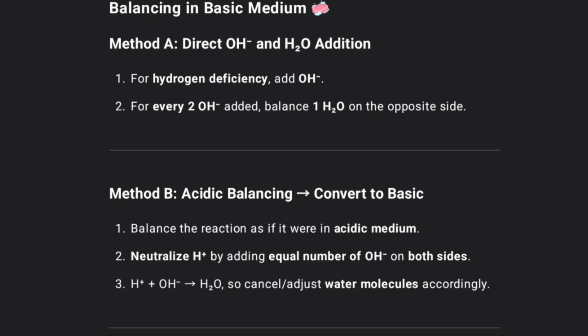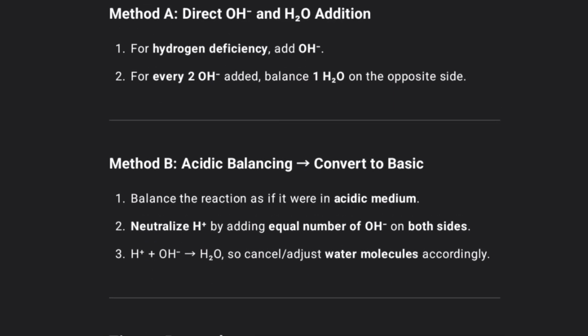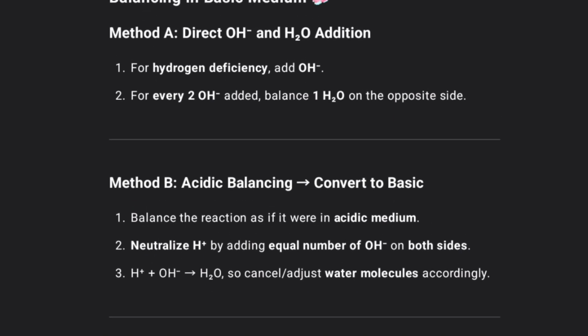Method B, acidic balancing, convert to basic. 1. Balance the reaction as if it were an acidic medium. 2. Neutralize H⁺ by adding an equal number of OH⁻ on both sides. 3. H⁺ plus OH⁻ makes H2O, so cancel and adjust the water molecules accordingly.